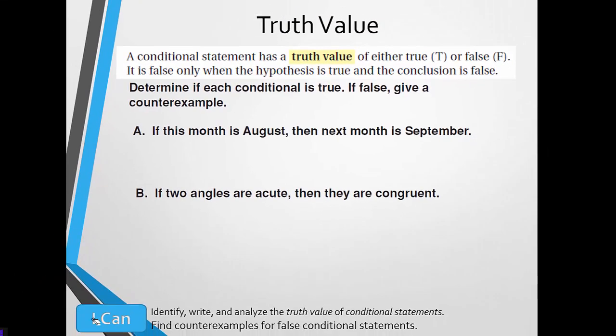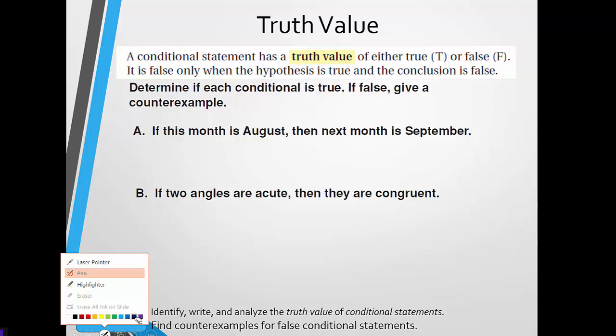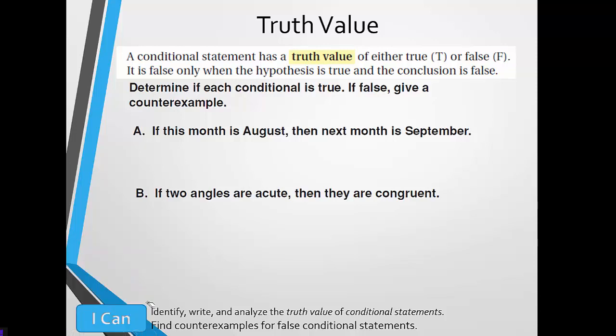Okay, so now let's talk about the truth value of a conditional statement. A conditional statement has a truth value of either true or false. If it's going to be false, there has to be a time when the hypothesis, or the P part, is true, but the conclusion can be made false. So we're going to determine if these conditional statements are true or false, and if they're false, we have to come up with a counterexample which shows that the hypothesis is true, but the conclusion is false.